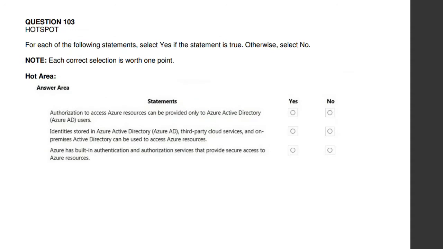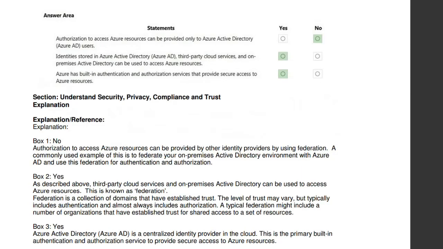For each of the following statements, select yes or no. Authorization to access Azure resources can be provided only to Azure Active Directory. No, because authorization to access Azure resources can be provided by other identity providers by using federation. A commonly used example is federation to your on-premises Active Directory environment with Azure AD, and using this federation for authentication and authorization. So the answer is no.